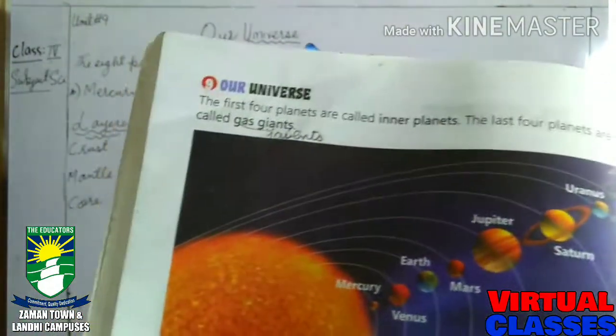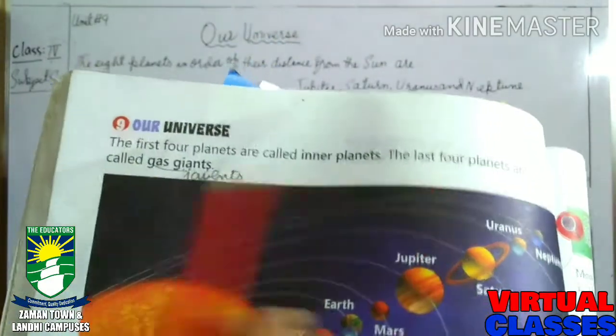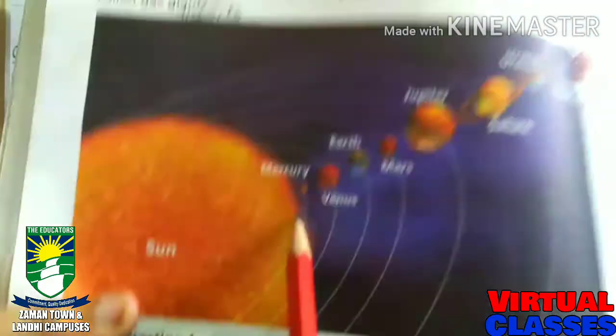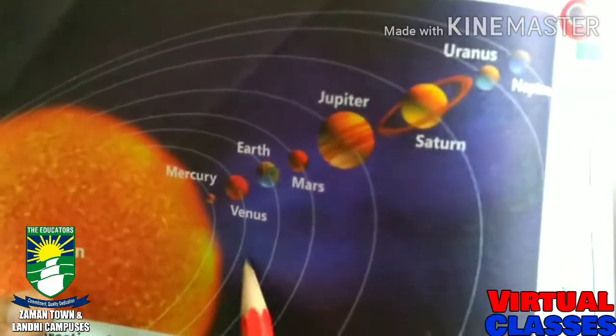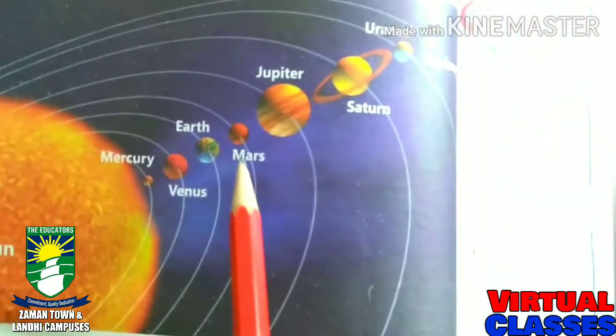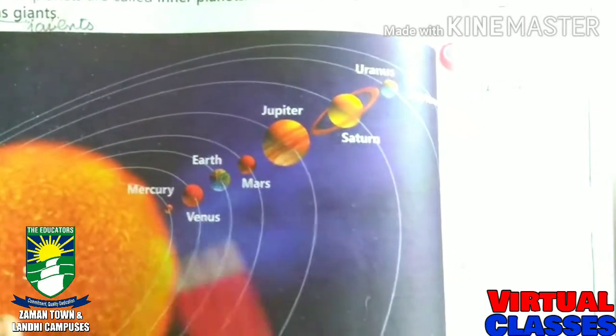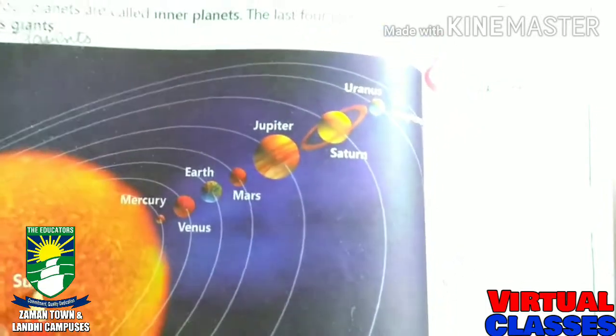Turn the page. As you can see in the picture, the first 4 planets are called inner planets. The last 4 planets are called gas giants. Now you can see the 8 planets in order of their distance from the sun. Sun is here, then Mercury, then Venus, Earth, Mars, Jupiter, Saturn, Uranus, Neptune. You have to know the 8 planets in order of their distance from the sun.